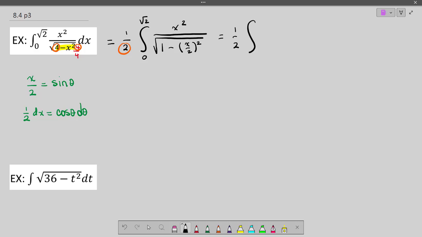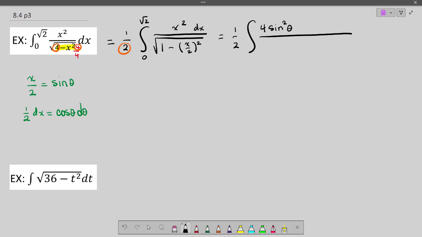So x squared. Oh, and I dropped my dx. We need a dx in there somewhere. So x squared, if we look right here, if we isolate x, we get x equals 2 sine theta, so x squared is 4 sine squared theta. Okay, everyone okay on that one? So we're replacing the x squared. We multiply by 2, and then we square it, we get 4 sine squared.